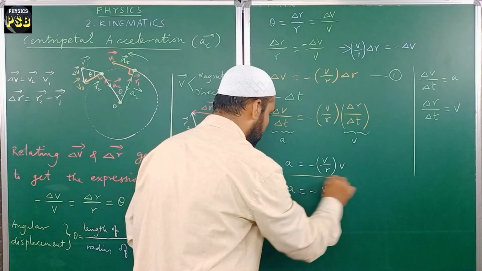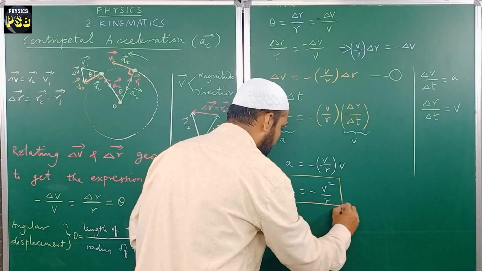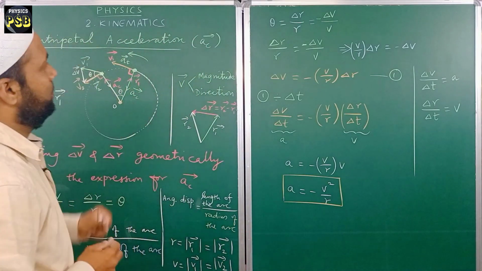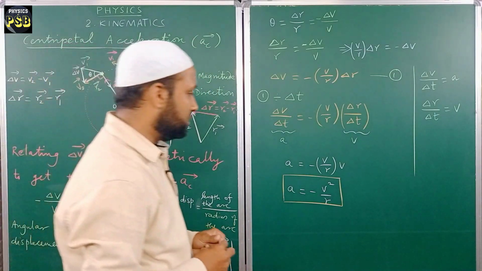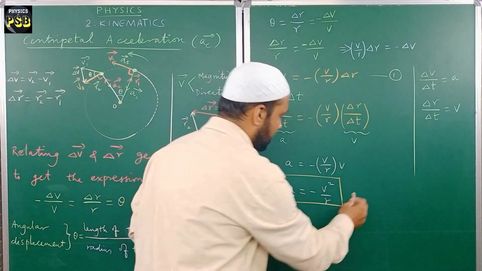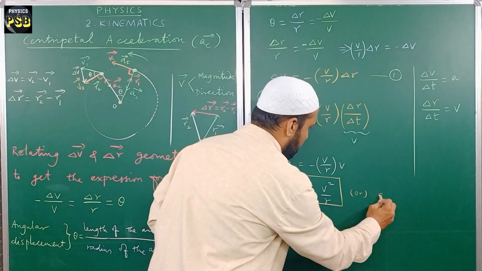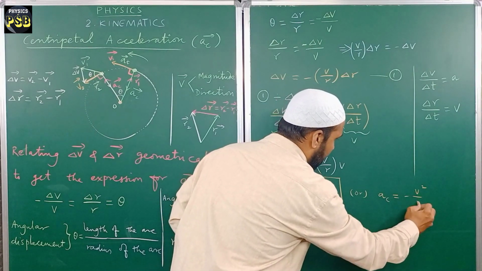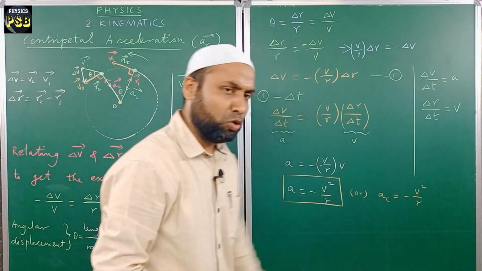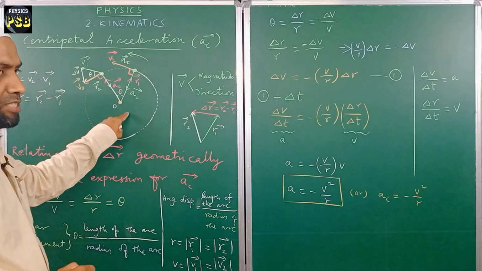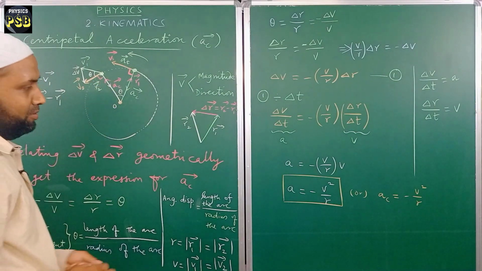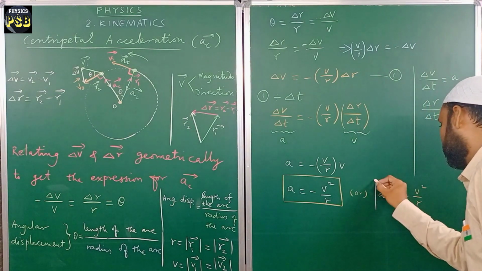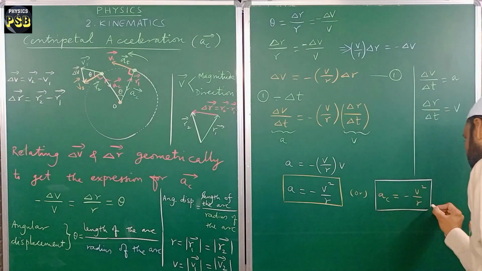I will box it. This is the final expression which provides us the centripetal acceleration. So this can be written as a_c equals minus v square upon r. Here the minus sign shows that the centripetal acceleration acts towards the center. Remember this. I have already told you about this.